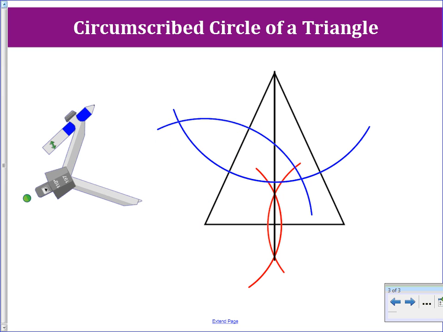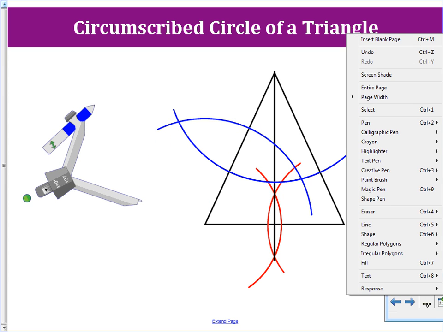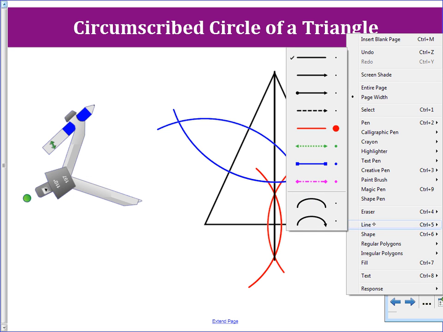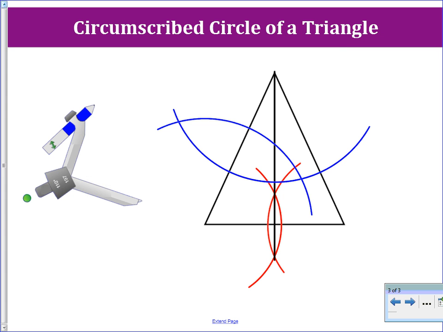From here, I am going to draw my next perpendicular line. So connect our blue arcs, this arc and that one. So that is our second perpendicular bisector. And where they intersect, that is our circumcenter.